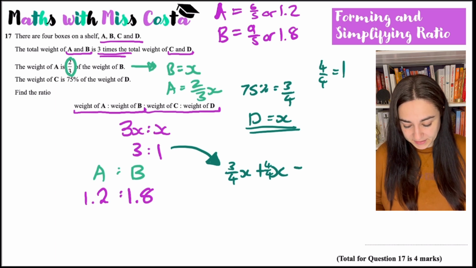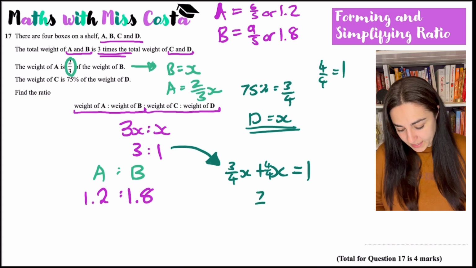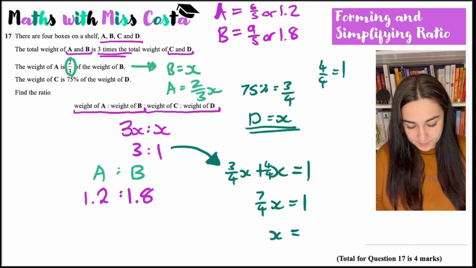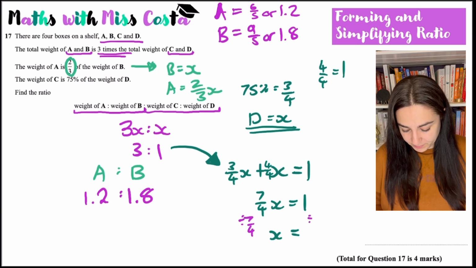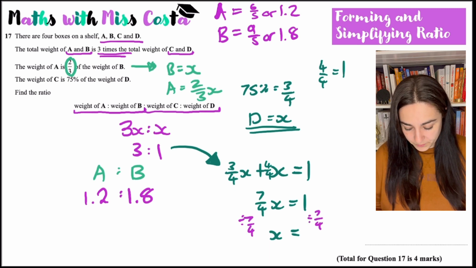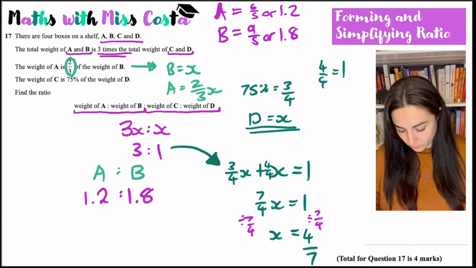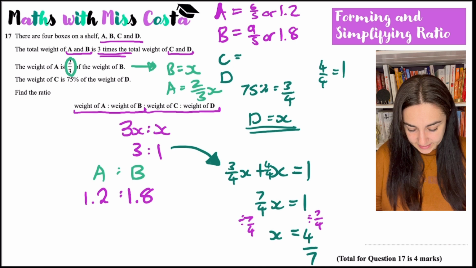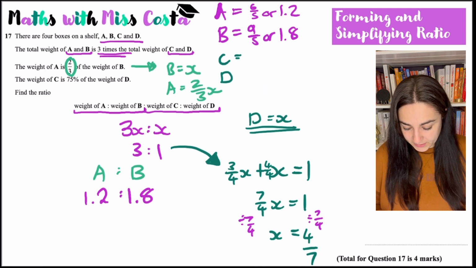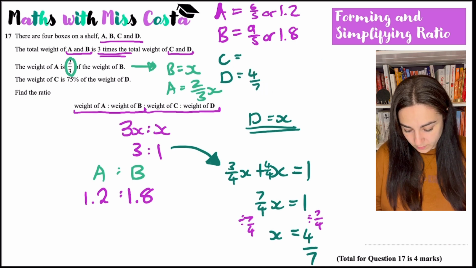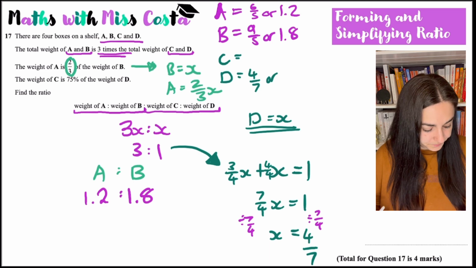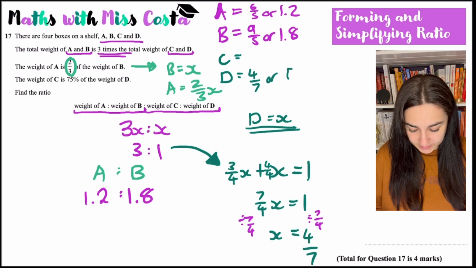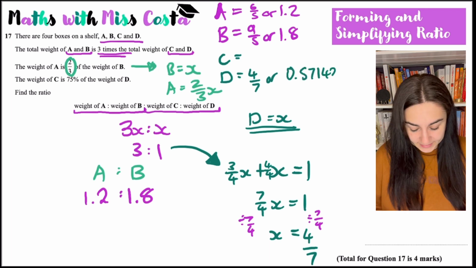So 3/4 X plus 4/4 X must equal 1. Add them together, 7/4 X must equal 1. So therefore, how am I going to work out what X is? I'm going to divide both sides by 7/4, which leaves me with 4/7. So therefore, D must equal 4/7, or if I type that into my calculator, 4/7 is 0.57142.